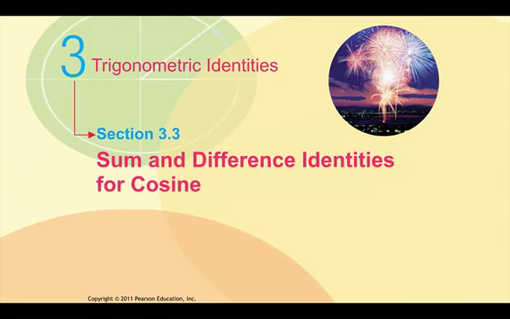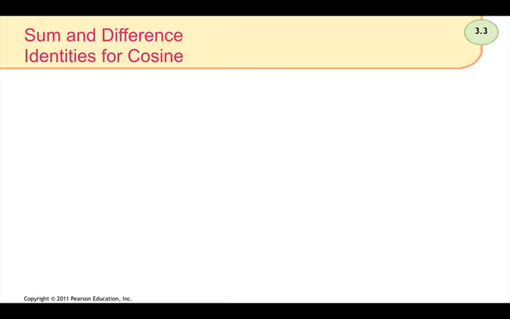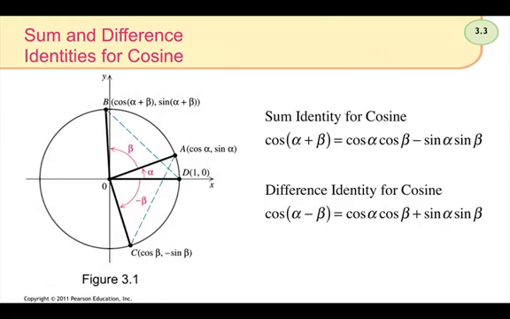This is section 3.3, sum and difference identities for cosine. In class, I'm going to be sharing with you where these two formulas are coming from, the sum identity for cosine and the difference identity for cosine. And it has to do with the formula you saw in Algebra 1. Let's go to the next slide.